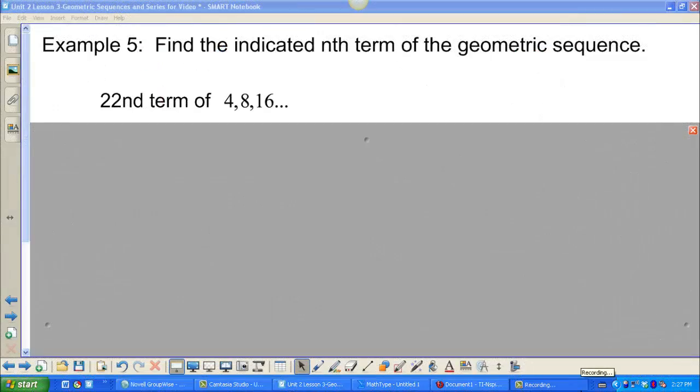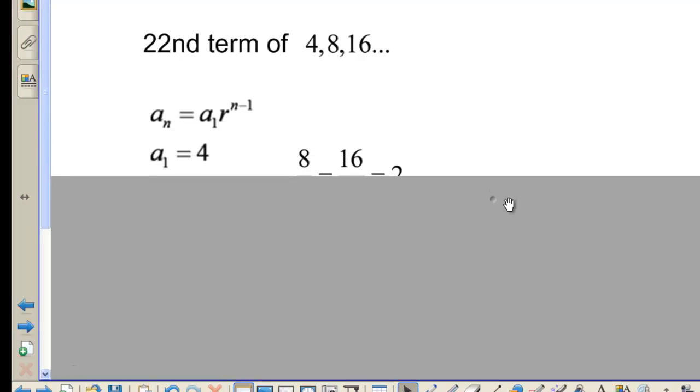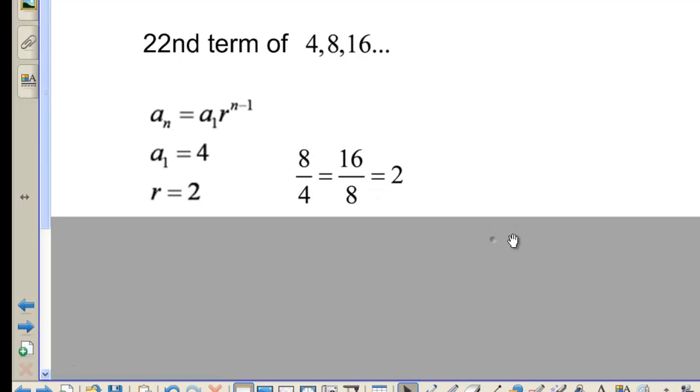0.800903. And this is the last example in this video, problem number 5, where we're going to find the indicated nth term of the geometric sequence. In other words, the directions are asking you to find a formula with which you could find any term of the sequence. We want to find specifically the 22nd term of 4, 8, 16. Since we were told this is a geometric sequence, we need to find the common ratio. When I take 8 over 4, that's equivalent to 16 over 8, so my common ratio is 2.